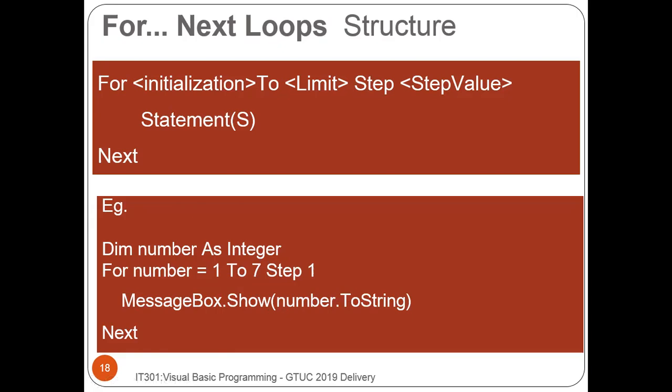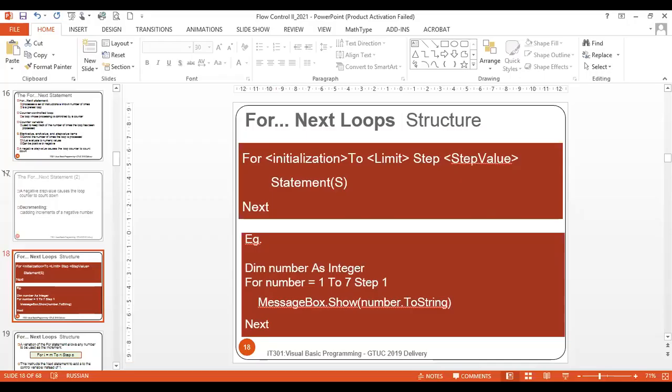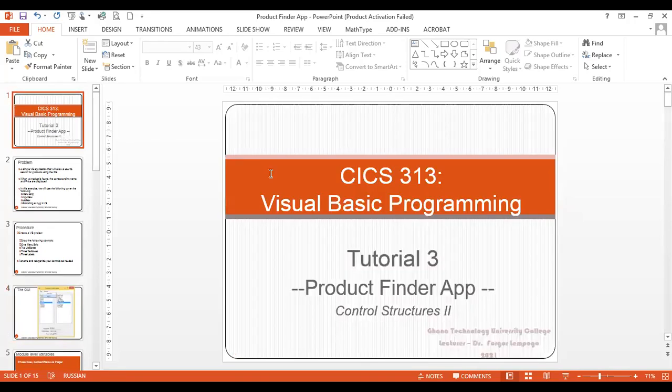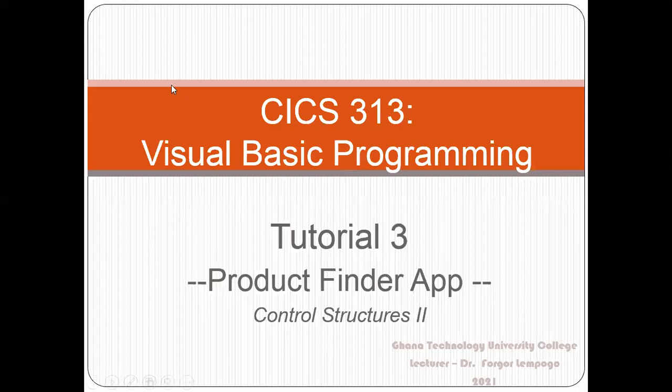Okay, so as usual, we are going to have an example that we would work and test all these things that we just spoke about. So let's have a look at our class example, which is tutorial 3. So you would launch your Visual Studio, and then we would analyze the problem, and then we begin to design the user interface. After that, we will code, and then we will test. So today's first example is talking about the Product Finder app.